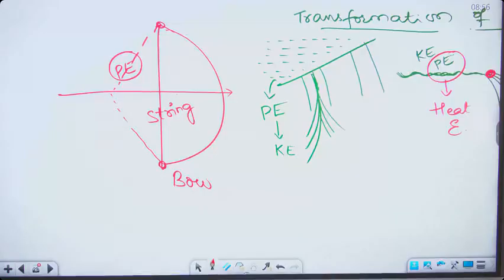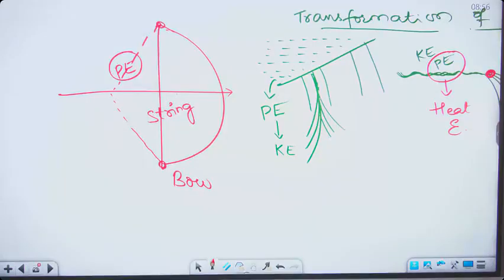because potential energy of water gets converted to heat energy. Potential energy of water gets converted to heat energy.